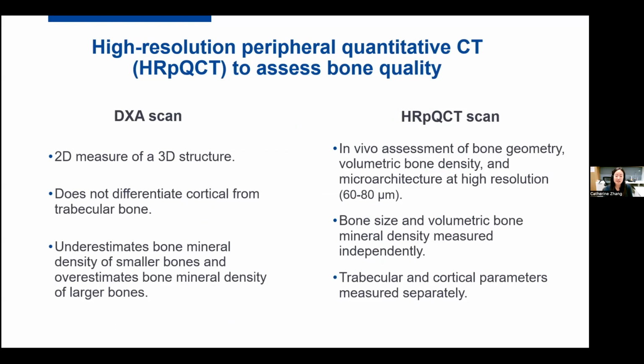Another technology that can be used to assess bone quality is high-resolution peripheral quantitative CT. This is primarily used for research purposes and not in clinical practice. It allows for in vivo assessment of bone geometry, volumetric bone density, and microarchitecture at high resolution. It overcomes some of the limitations we see with DEXA scans. The bone size and volumetric bone mineral density can be measured independently, and trabecular and cortical parameters can also be measured separately.